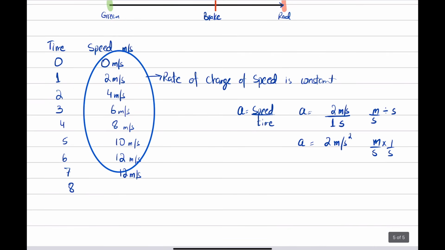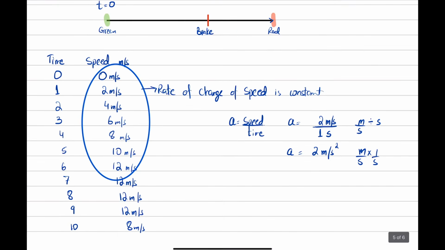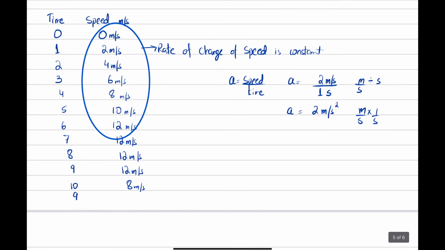At 8 your speed is still 12. At 9 your speed is still 12 meters per second. But let's say you've decided at 9 that you're going to hit the brake. So your speed at 10 is 8 meters per second. Your speed at 11 is 4 meters per second, and your speed at 12 is 0 meters per second. Sorry, I've run out of space.